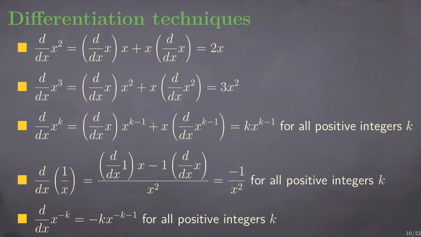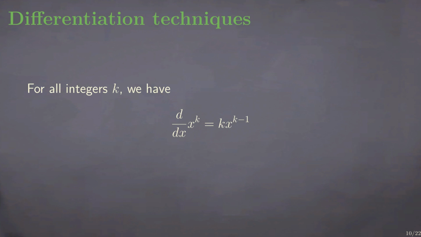Okay, so that means that d over dx, or the derivative of x power minus k, is actually minus k times x power minus k minus 1 for positive integers k. So we conclude that for all integers k, we have a unified formula saying that the derivative of x power k is computed by k times x power k minus 1. And not only for integer powers, we can also extend this rule to rational power and even real power.